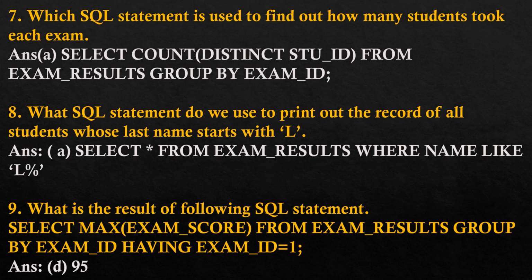Now what is the result of the following SQL statement? That is select max of exam score from exam results group by exam ID having exam ID is equal to 1. That means whose ID is 1. From that you have to find out which has got the maximum score from the exam results table. You have to group by exam ID. Now the answer is 95, because whoever is having ID 1, they are having different marks, and among them 95 is the highest mark.